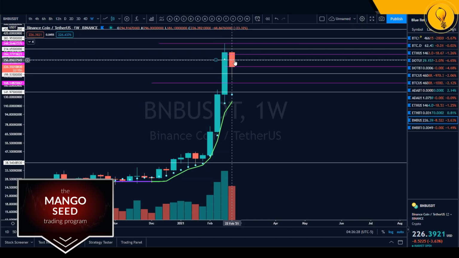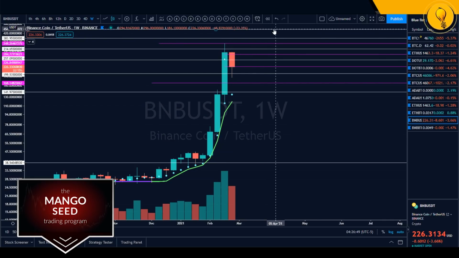If we close over this region, I will be looking for continuation to the upside. At the very least, for price to come up and contest 314, going all the way up to this wick high right here at 335. Us taking out 335, which is the wick high, is going to have bullish implications for BNB.